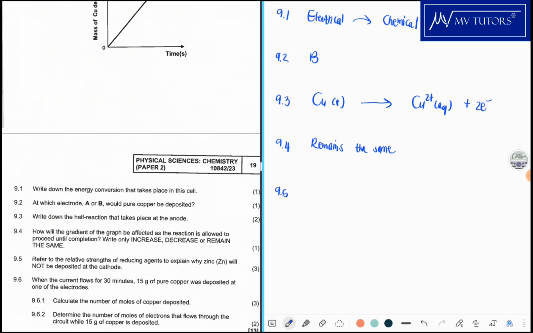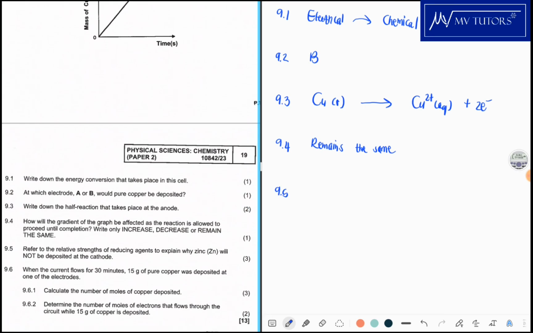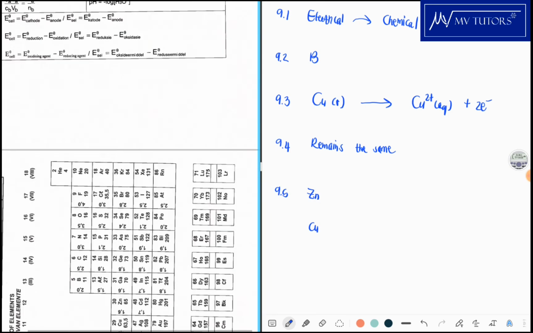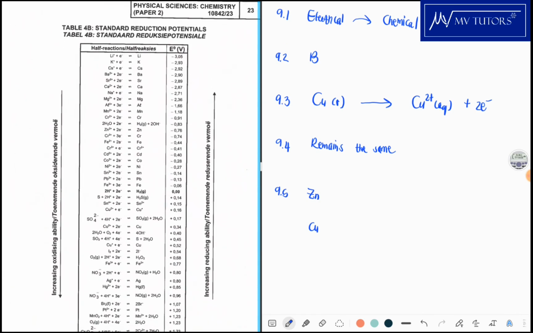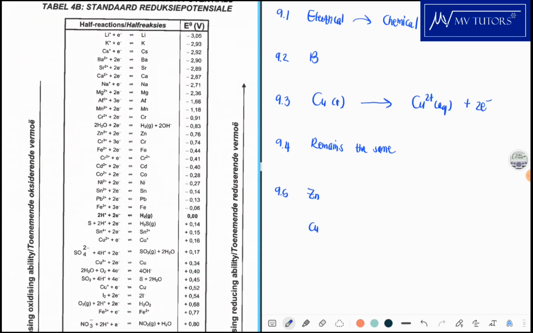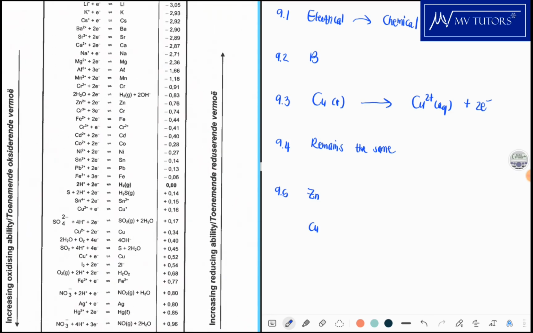Okay, then 9.5. Refer to the relative strengths of reducing agents to explain why zinc will not be deposited at the cathode. So why will zinc not be deposited whereas copper is? Let's go to our table of standard reduction potentials, table 4b. Where is copper and where is zinc? If I look from the top, by the way, as you go up, we have increasing reducing ability, meaning the reducing agent gets stronger as you move up the table.